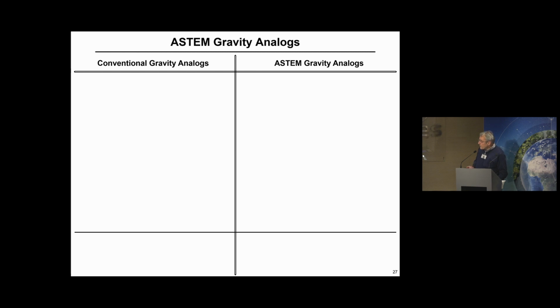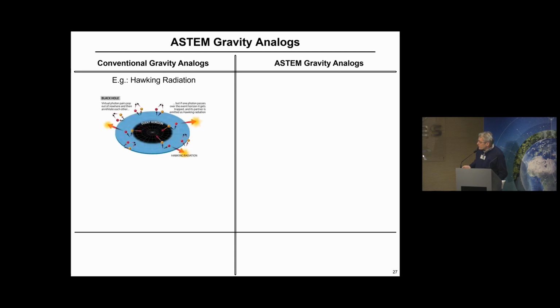Now, some of the early applications are what is called gravity analogs. And the community of astronomers and cosmologists, they have been doing things that we now call conventional gravity analogs. So this is one example you have heard of.